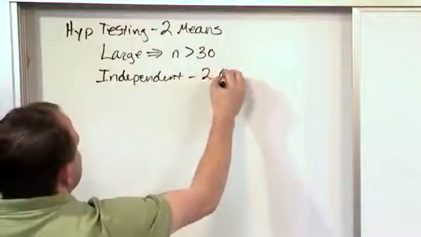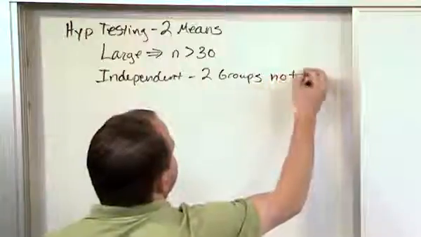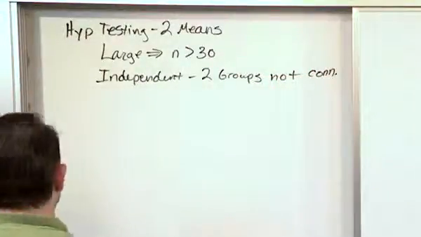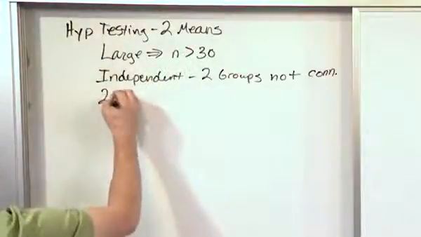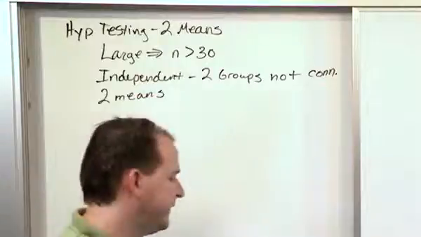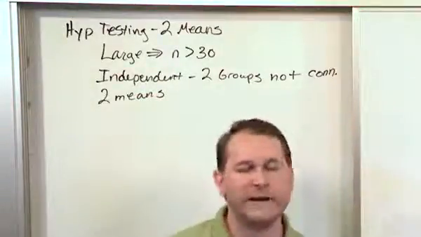So two groups not connected. Two totally different groups of people. We're going to be doing independent sampling. And of course, we already said we're doing two means. Okay? So we're testing a hypothesis about how two population means are related to one another.